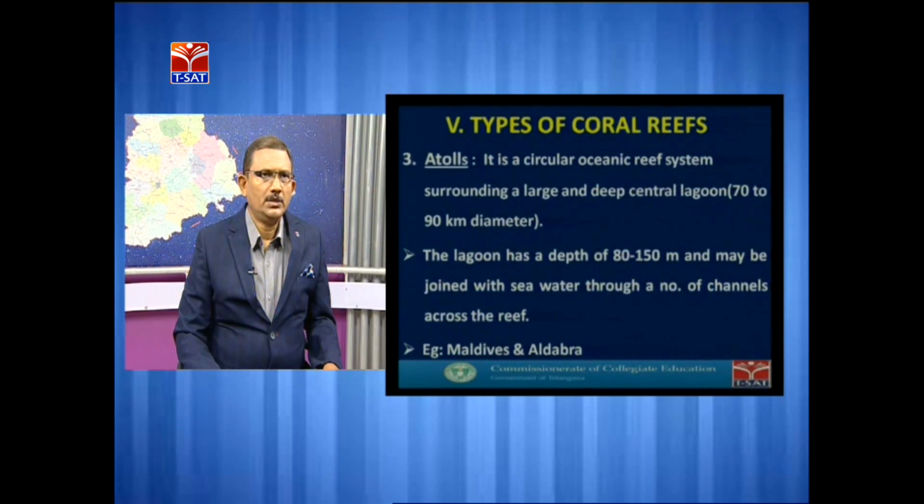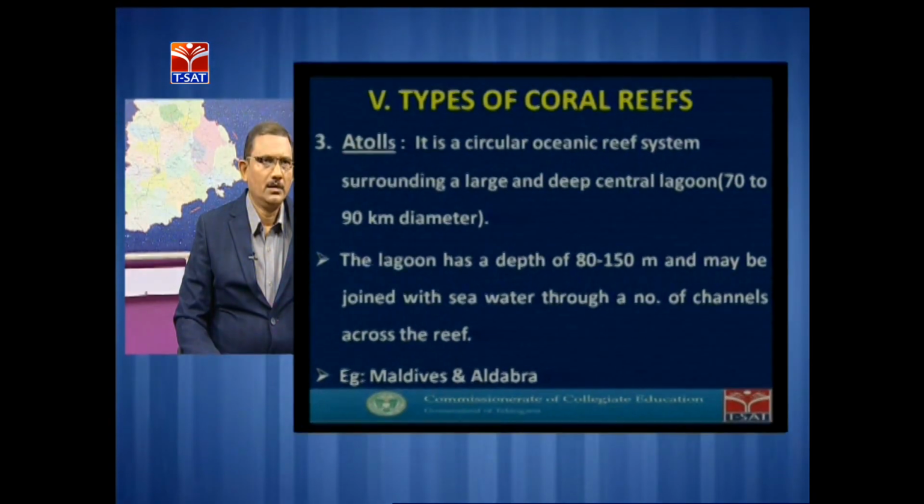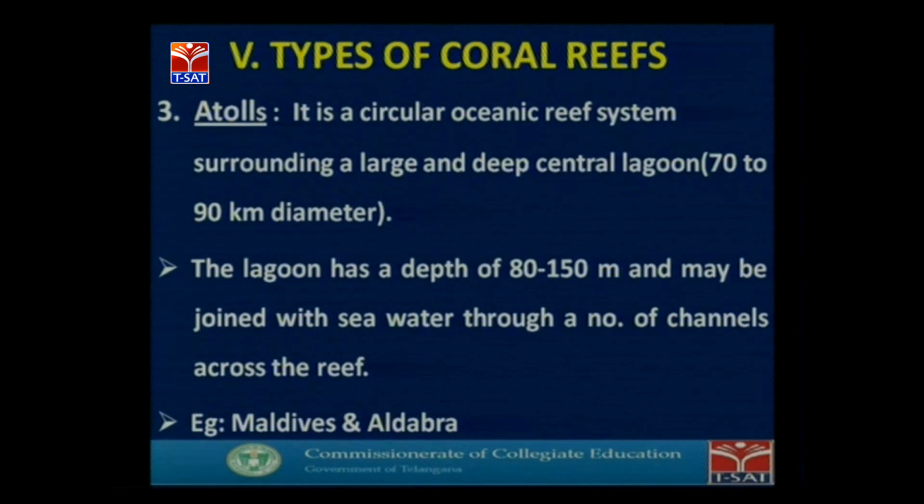And coming to the third type of coral reefs, which is known as atolls. It is a ring-shaped or circular oceanic reef system surrounding a large and deep central lagoon, which is 70 to 90 kilometers in diameter. So from this value we can imagine how big a lagoon can be in the case of an atoll. The lagoon has a depth of about 80 to 150 meters and may be joined with seawater through a number of channels across the reef.